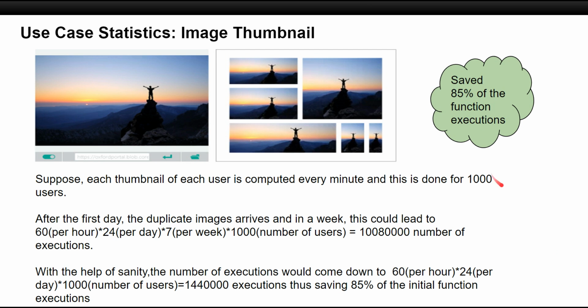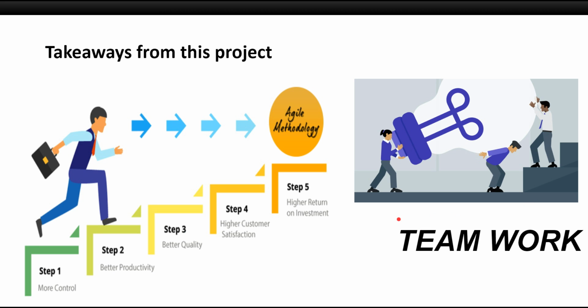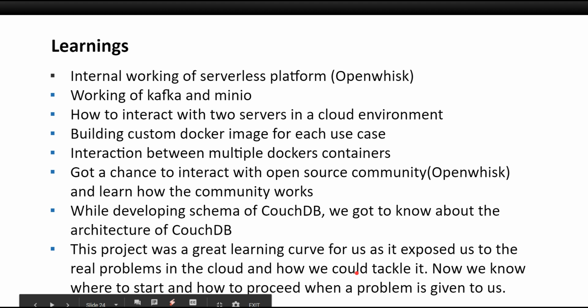Some of the major takeaways from this project were that we learned to work in a team, and most importantly, we learned to develop software using the Agile methodology, Scrum in particular. Other learnings include the internal working of the serverless platform, OpenWhisk in particular, the working of Kafka and Minio, how to make two servers interact in a cloud environment, building Docker images, and how to set up Docker containers to interact with each other.